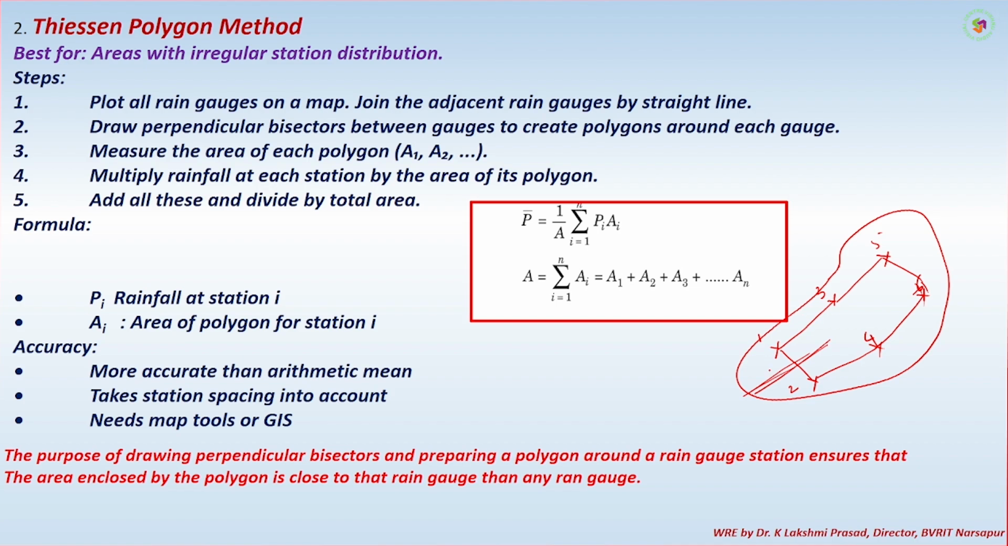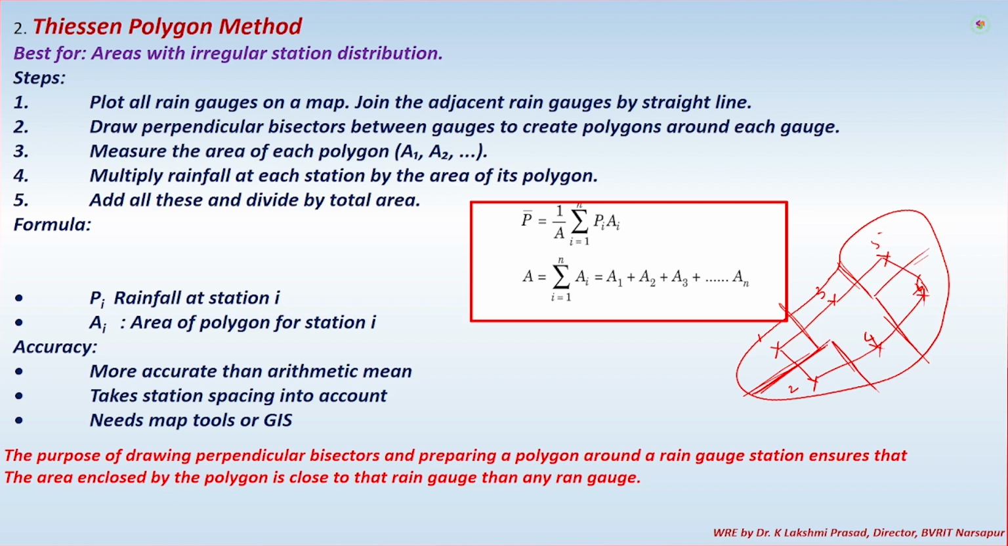If I draw for 1 and 2, this is the perpendicular bisector. For 1 and 3, I can draw the perpendicular bisector. Similarly, for 3 and 5, and for 2 and 4 also I can draw it. Similarly, for 4 and 5, and 4 and 6, I can draw a perpendicular bisector. And similarly for 5 and 6 also a perpendicular bisector.